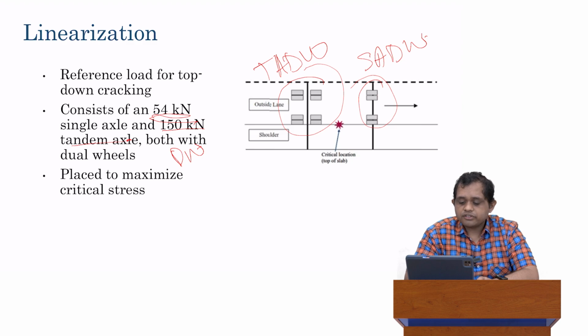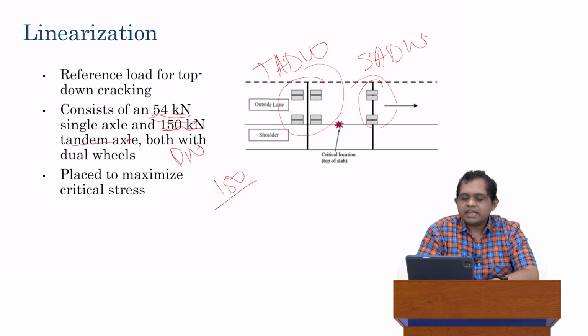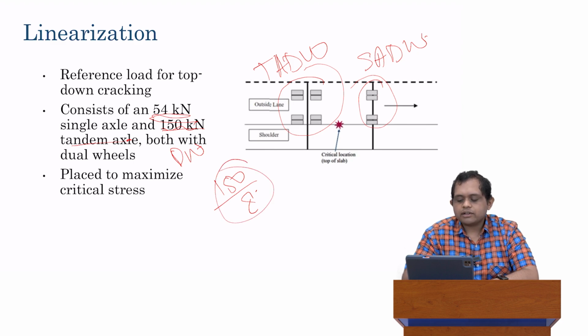So it's mentioned over here, this is 150 kilonewtons. You can do this calculation again. So what is the load on each tire? Well, if you look at it, each of the axles within the tandem axle has 4 tires. So totally we have 8 tires. 150 over 8, you can do the calculation. That basically is the load on each tire.